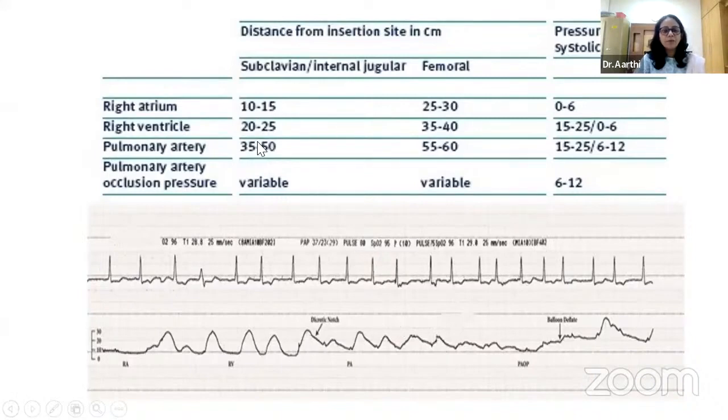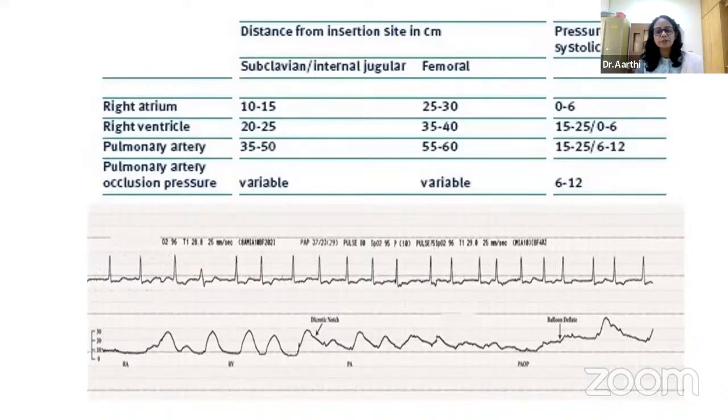And these are all the normal lengths at which each chamber of the heart is reached using the pulmonary artery catheter. So the right atrium is usually at 10 to 15 centimeters, the right ventricle at 20 to 25 centimeters of the catheter, and the pulmonary artery is usually at 35 to 50 centimeters.